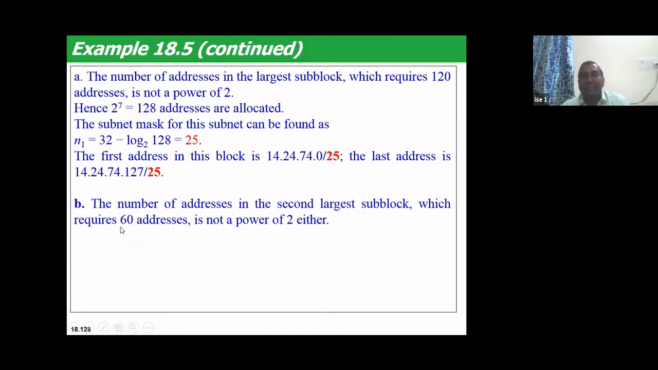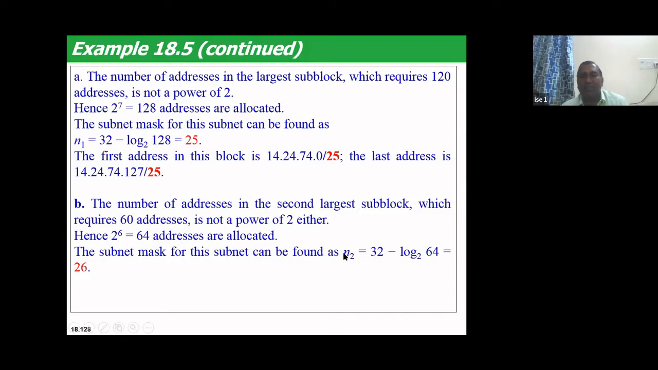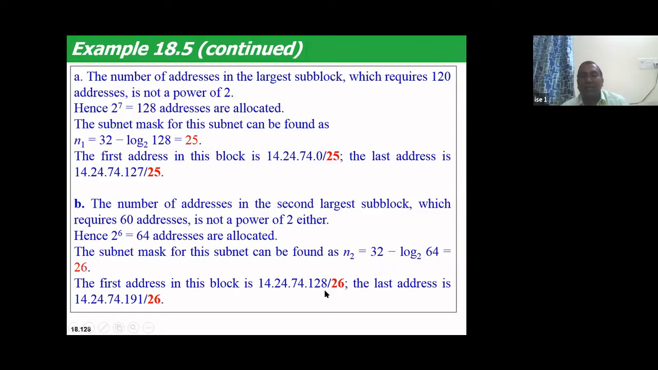Now we need a second subnetwork, we need 60 addresses. Again, 60 is not a power of 2. The nearest power of 2 to 60 is 64, which can be expressed as 2 to the power 6. So to the second network, I'll be allocating 64 addresses. So the subnet mask for this, N2, will be 32 minus log to the base 2 of 64, which is 2 to the power 6.